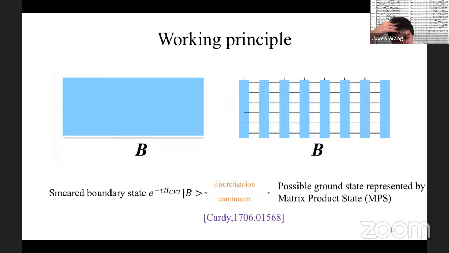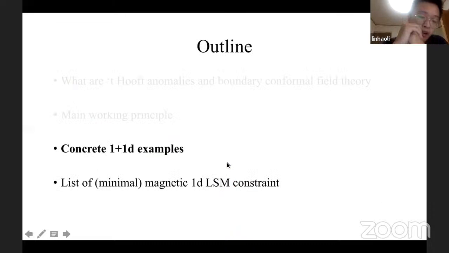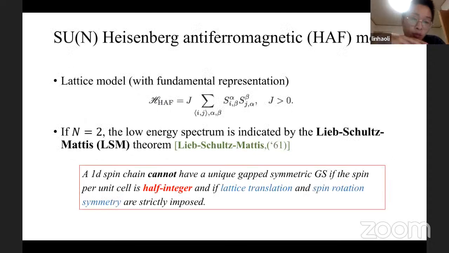Now to show how this argument works in 1+1 dimensional CFT, we will discuss several examples and elucidate their anomaly-free condition, both in the field theory level and the lattice model. Let's warm up with a simple case. Here is a one-dimensional SU(N) Heisenberg antiferromagnetic spin chain with fundamental representation. Here S is the generators of the Lie group SU(N).